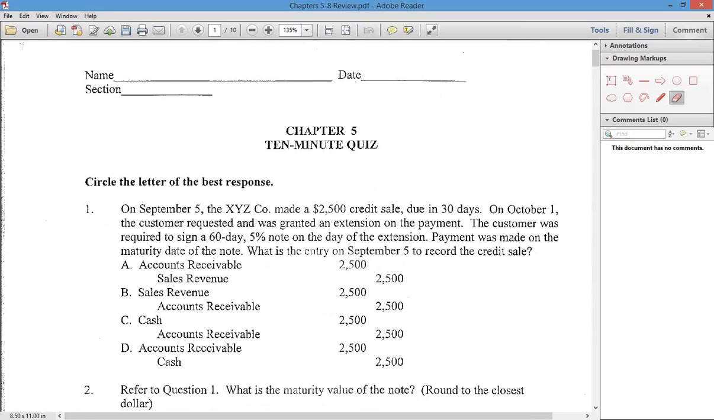And we also learned that we needed to keep good controls over cash. So when we are collecting cash on account, we want to keep good control over that.